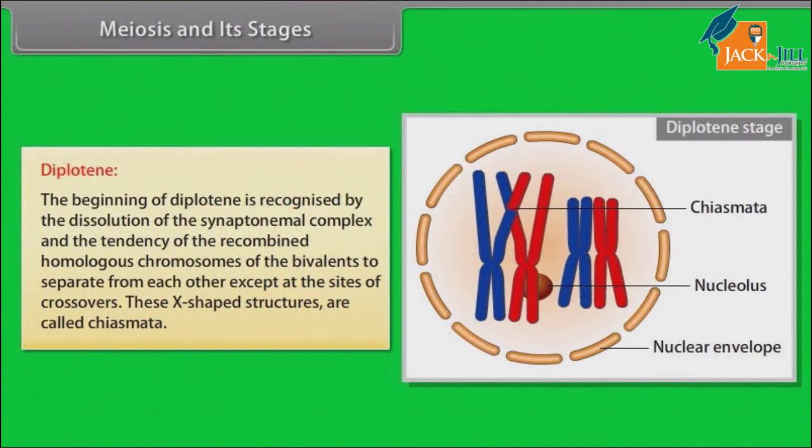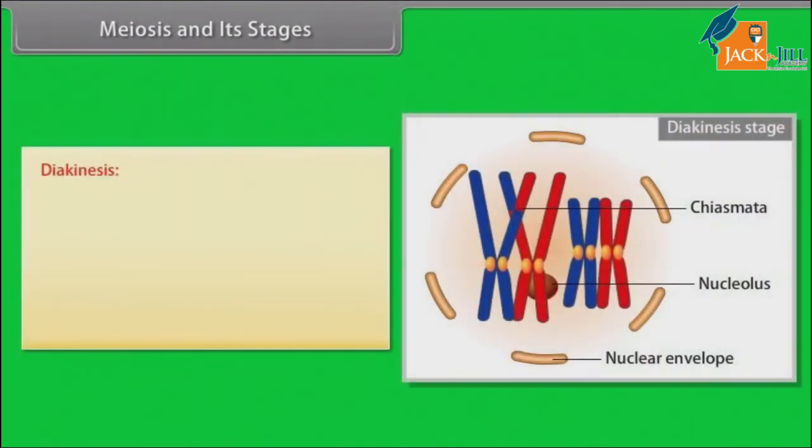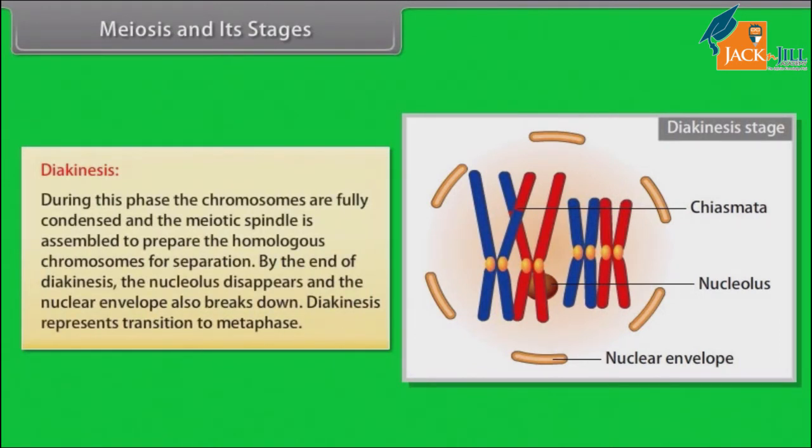The final stage of meiotic phase I is diakinesis. This is marked by terminalization of chiasmata. During this phase, the chromosomes are fully condensed and the meiotic spindle is assembled to prepare the homologous chromosomes for separation. By the end of diakinesis, the nucleolus disappears and the nuclear envelope also breaks down. Diakinesis represents transition to metaphase.